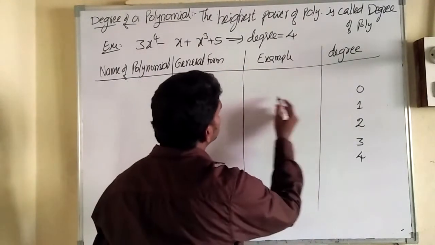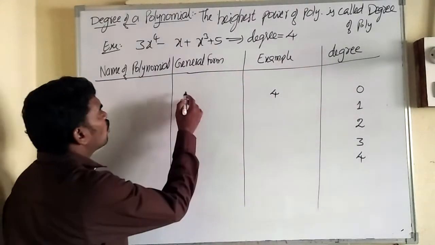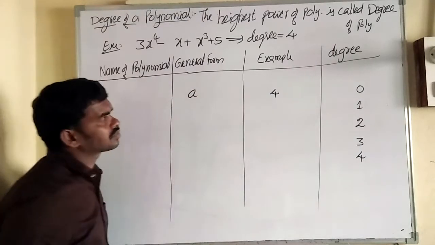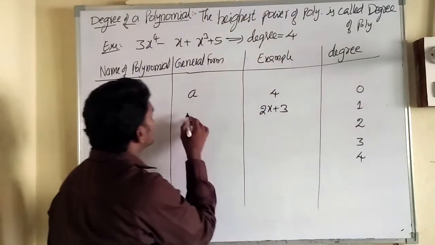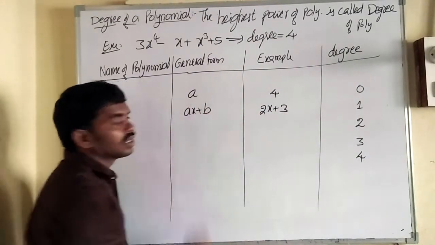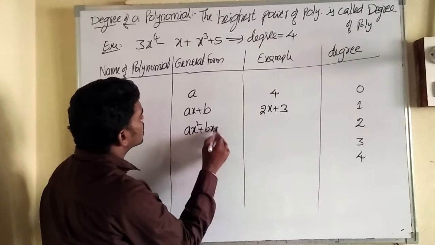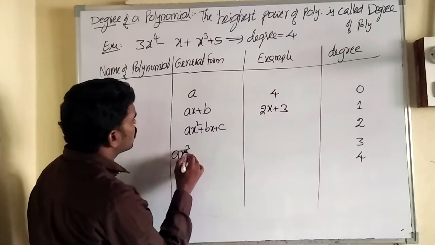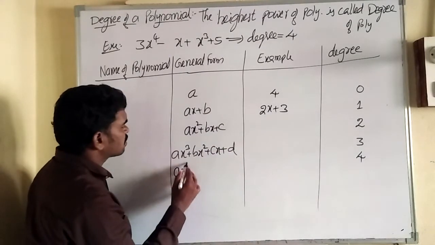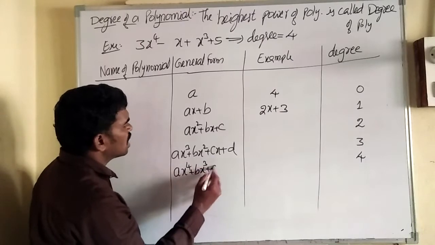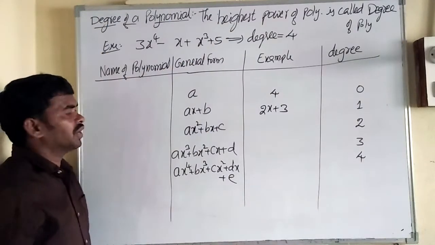Degree 0 means a constant term, only a. Degree 1, suppose 2x plus 3, has the form ax plus b. Next, degree 2: ax square plus bx plus c. Next, degree 3: ax cube plus bx square plus cx plus d. Next, degree 4: ax power 4 plus bx cube plus cx square plus dx plus e. I think you understood.